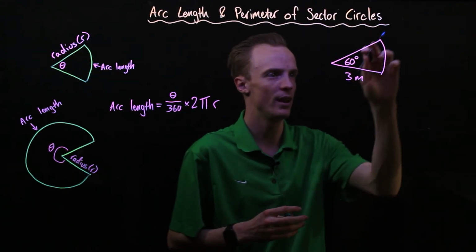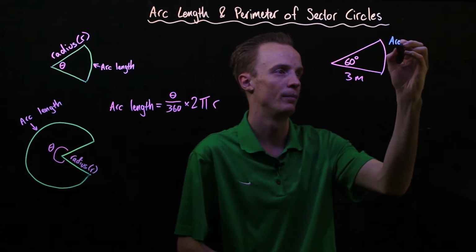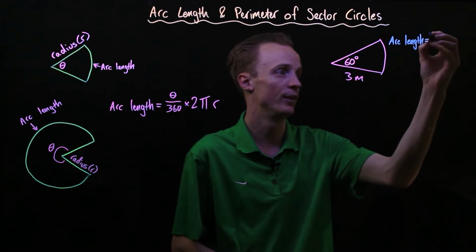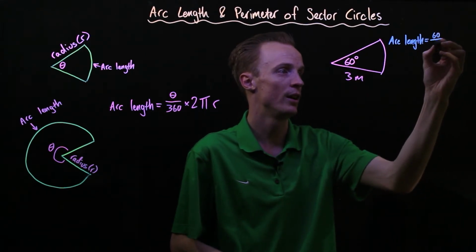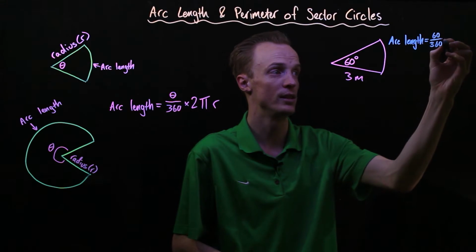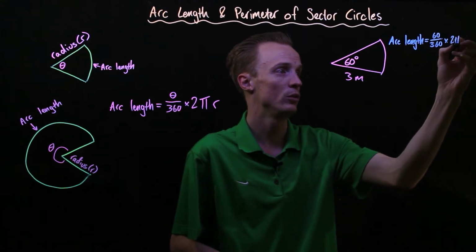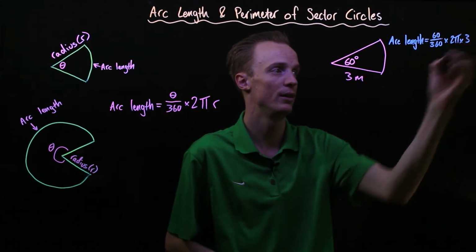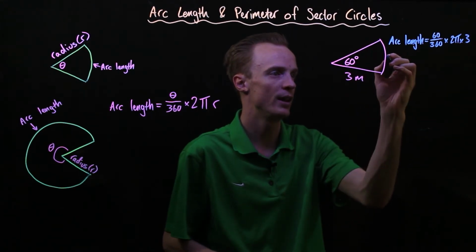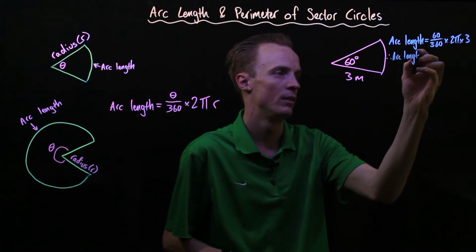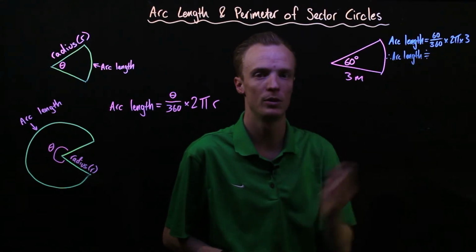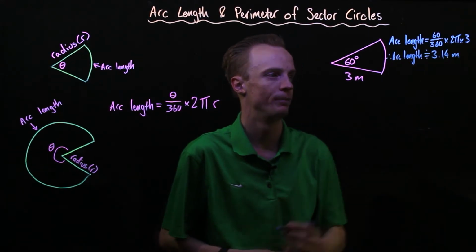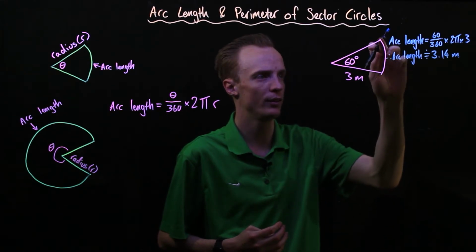In order to find the arc length of this sector circle, it would be equal to the number of degrees that we have, so 60 degrees, divided by 360 degrees in a circle, multiplied by 2 pi times the radius of 3 meters. When you put that into your calculator, you'll find that it's approximately equal to 3.14 meters. But this only finds the length of the arc.